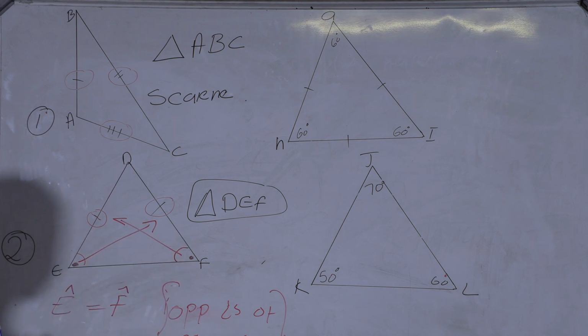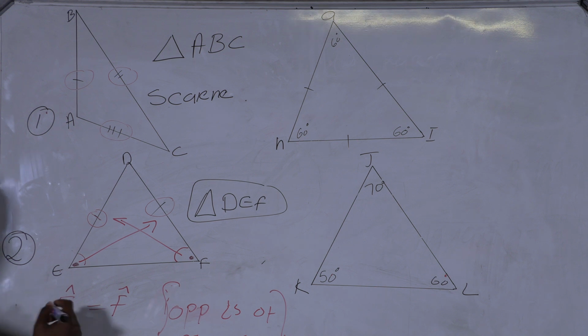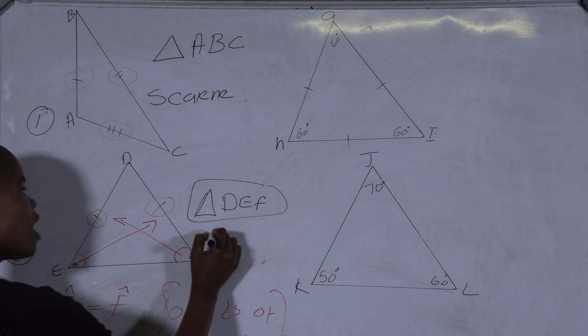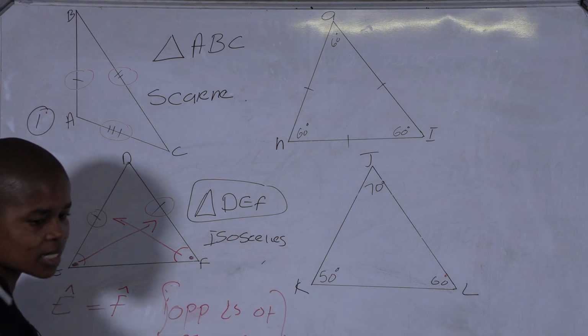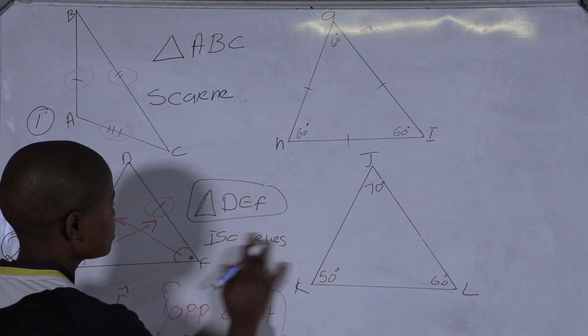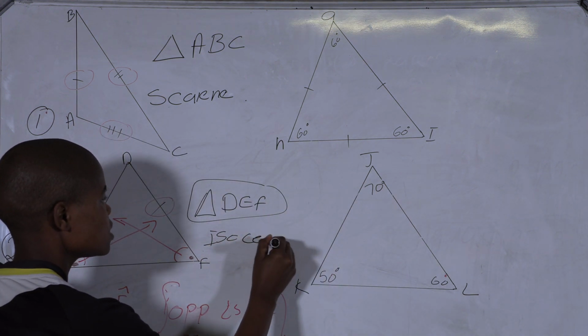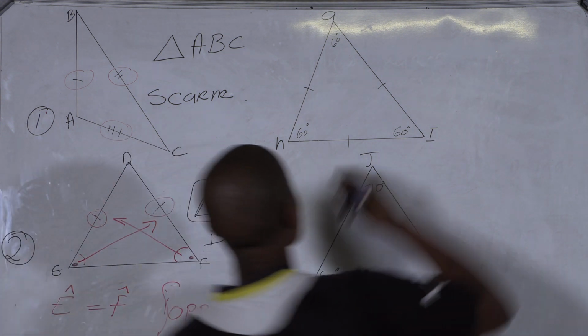Looking at these areas. And then what is the name of this triangle that has got two equal sides and two equal angles there? We call this an isosceles triangle. I hope that all the facts are understood there. Okay, and then we go to the third one.